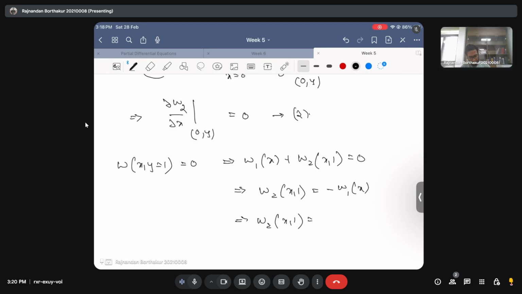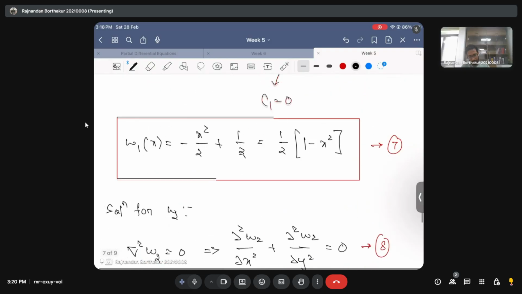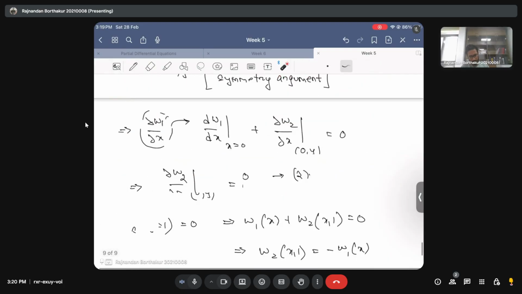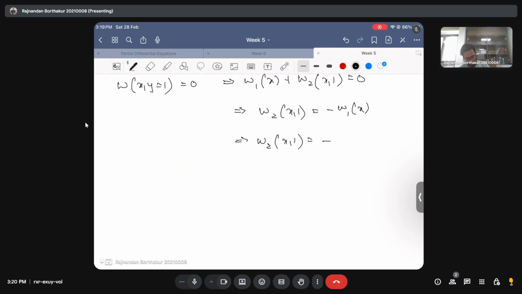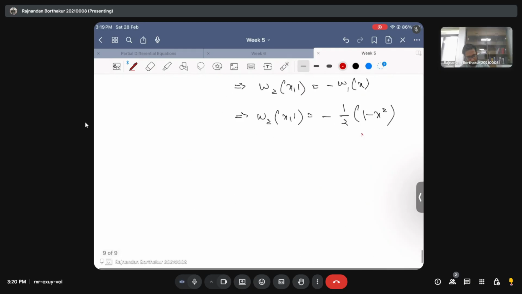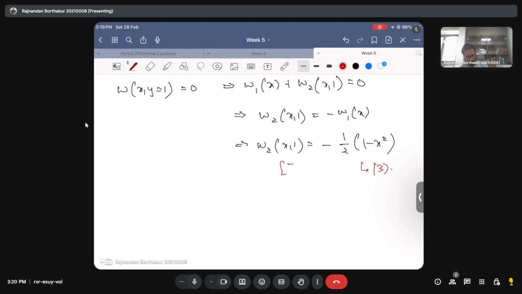Okay, and then I said that my W1, which I have evaluated before, it's already evaluated, right? My W1 is going to be equal to half of 1 minus x squared. So this is going to be equal to half of 1 minus x squared. That's W2. And then this happens to be my, let's say, third boundary condition on the top face, basically. Okay, so this is on the top face.